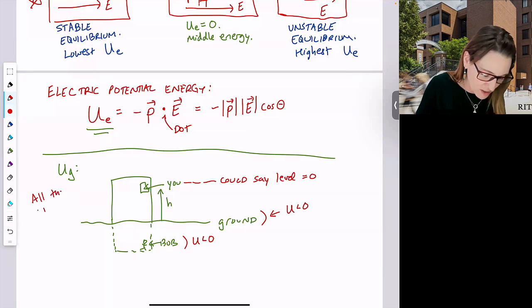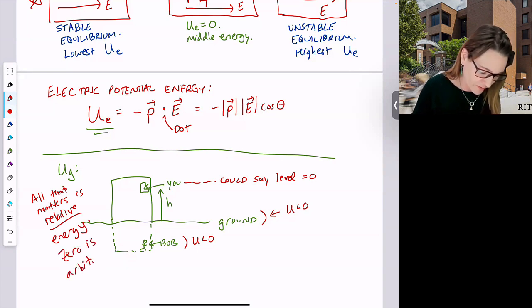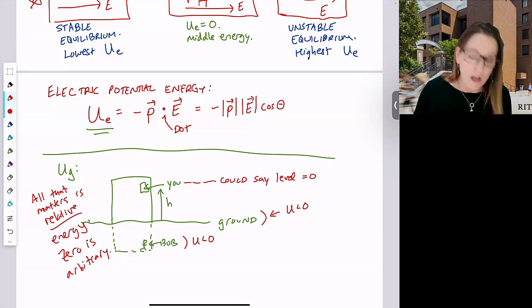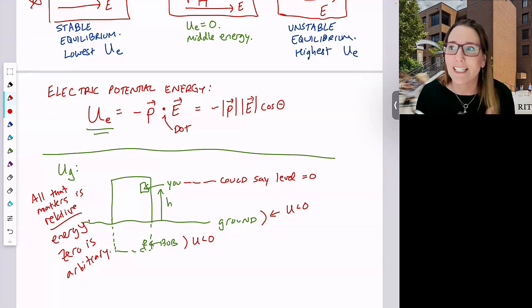All that matters is the relative energy. 0 is arbitrary. And I emphasize that now because in module 4 we actually have an entire module devoted to thinking about energy. So it's an important concept to start to remember that zero energy is not necessarily our lowest state.